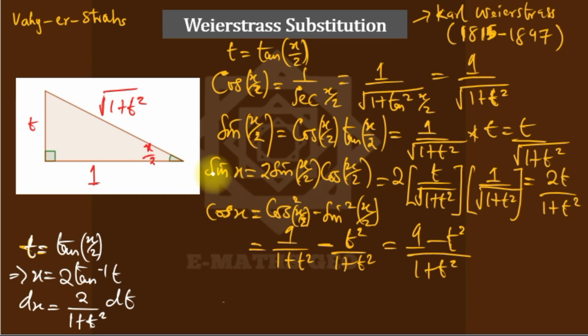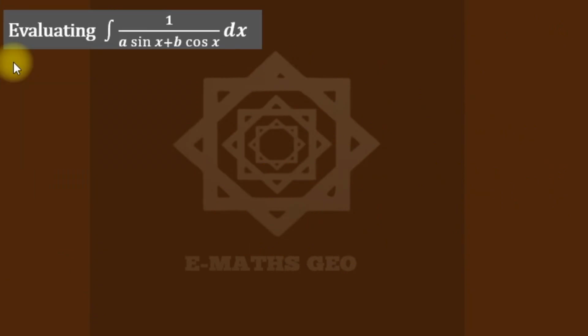we substitute sin x as 2t over 1 plus t squared, cos x as 1 minus t squared over 1 plus t squared, and dx as 2 over 1 plus t squared dt. If we do this, we can convert it to a normal rational function. In Weierstrass substitution, we are going to apply it here.